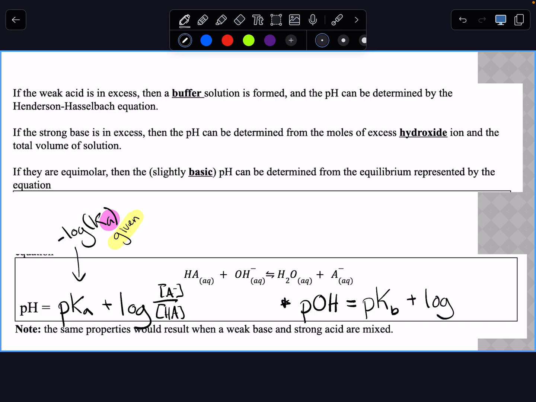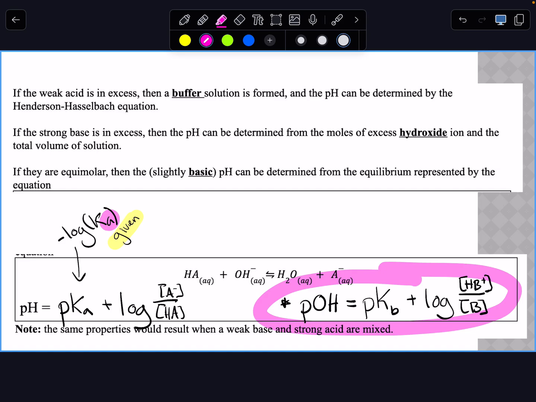Plus the log. Now, what are the two parts of a basic buffer? It's not OH minus. So one is the base itself, which we call B. There it is. Brian, I think that was you in the back. It's the conjugate it makes, so HB plus. Once again, this one is for a basic buffer, and it's not on your formula sheet, but hopefully you can see how you could look this up and then translate it. Kind of just do the opposite of each of the pieces.